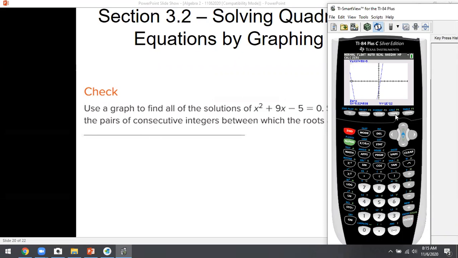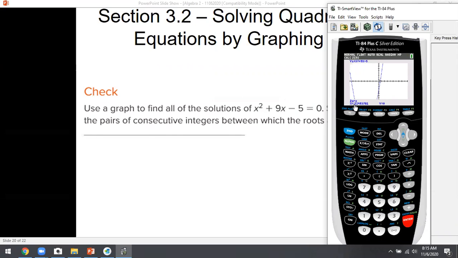And similar for the other one. You go find that 0. Go somewhere to the left of it. Coming back up. There it is, somewhere to the left. Somewhere to the right.